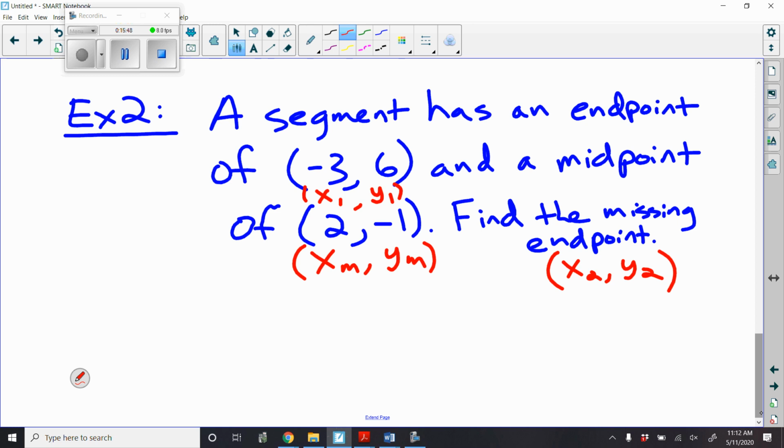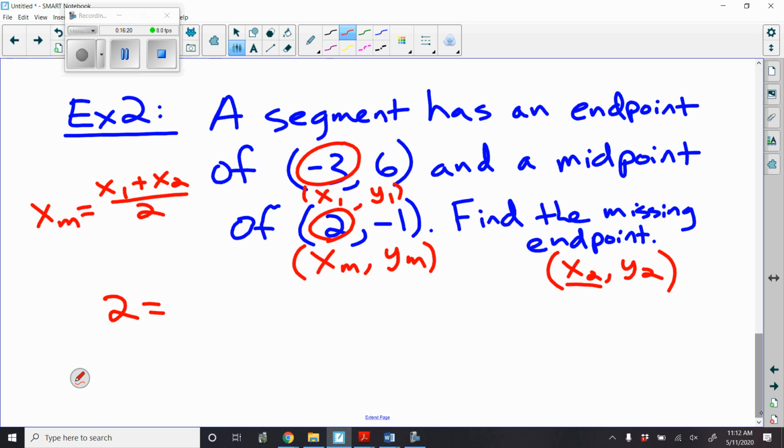So I'm going to use the same formula, but my unknown is going to be in a different place. So here's my formula again. So let's start with finding x2. That's my first goal. So I'm going to start with x sub m equals. Which one is my midpoint? Well, that's 2. So I'm going to say 2 equals x sub 1, which is -3, plus x2 over 2. Okay, and now I have to solve this thing.